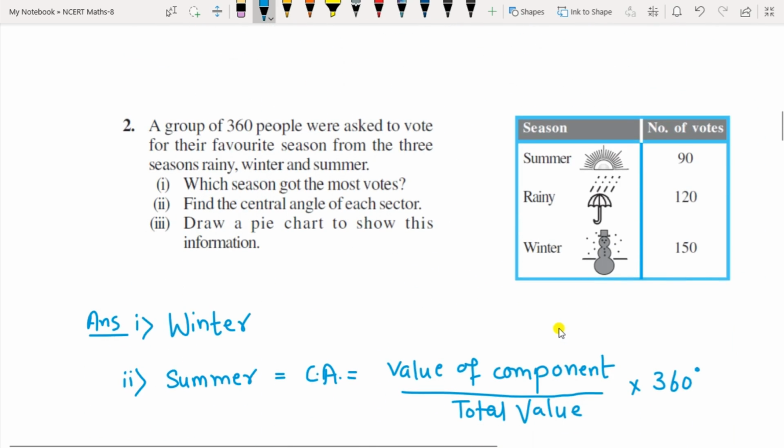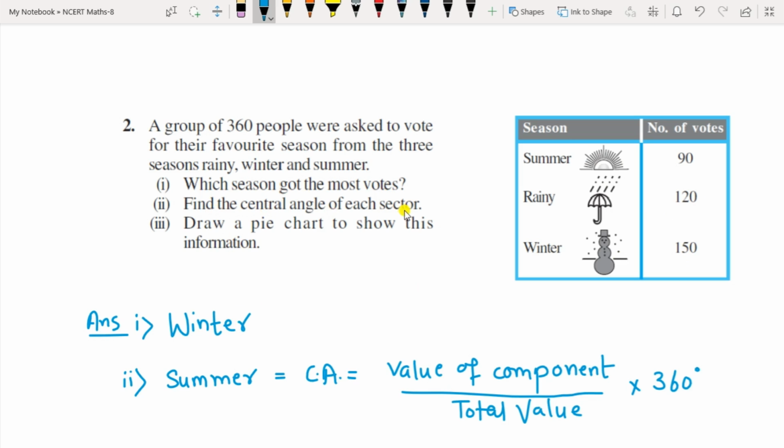Question 2. It is given that a group of 360 people were asked to vote for their favorite season among rainy season, winter season and summer season. This is the data they got. For summer they got 90 votes, for rainy 120 votes, and for winter 150 votes. Now they are asking which season got the most votes. From here you can see that winter got the most votes. So the answer is winter.